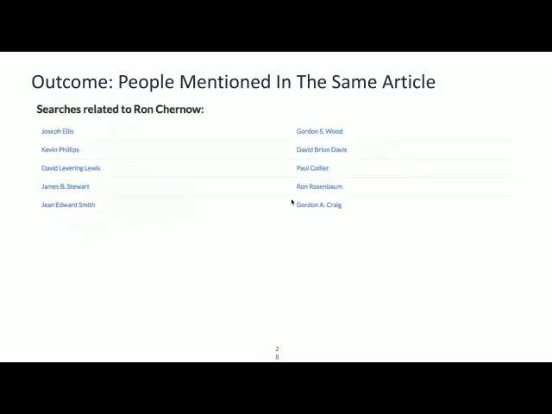So when we apply this to Ron Chernow, what we get is a list of people who are professors, historians, biographers. Generally, if you look at these, a lot of them are interested in Revolutionary War history.